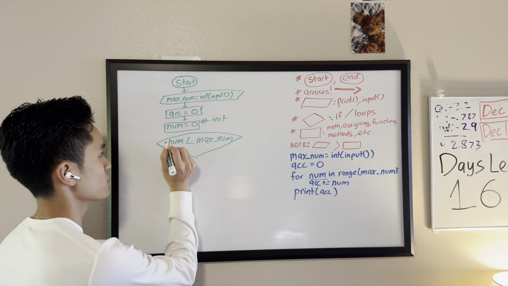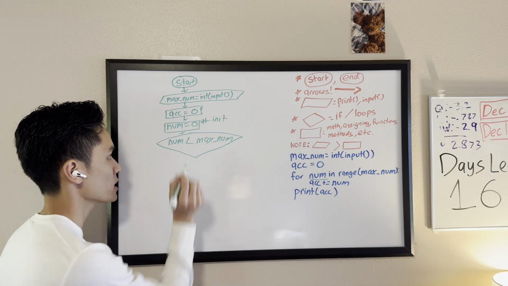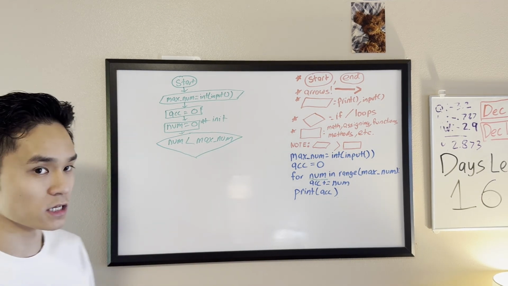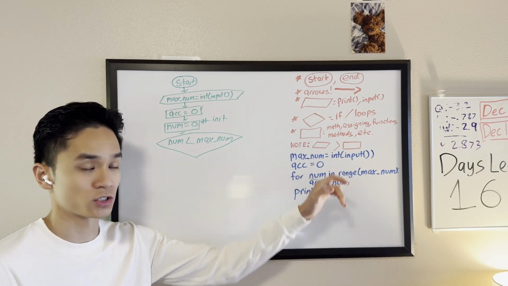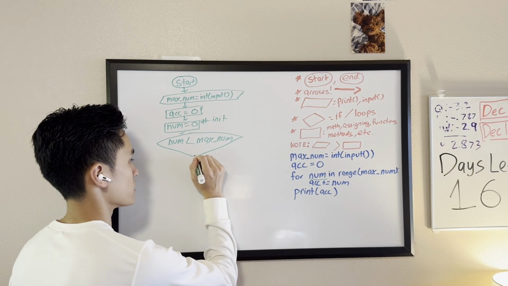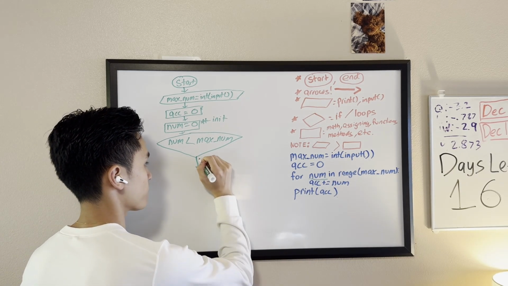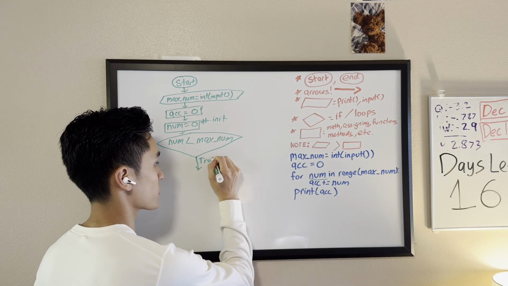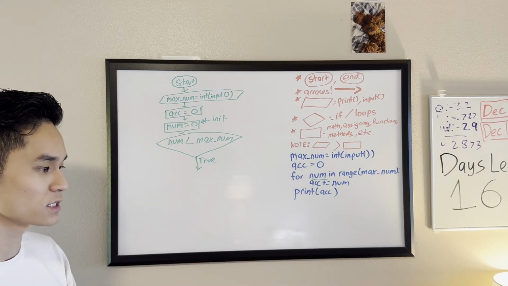A little bit messy, but yeah, let's do the arrow here. And now we need to label what happens when this condition is true and when it is false. So when it is true, we're gonna indicate that by going down here, label it as true. Don't forget your labels because this is very important.